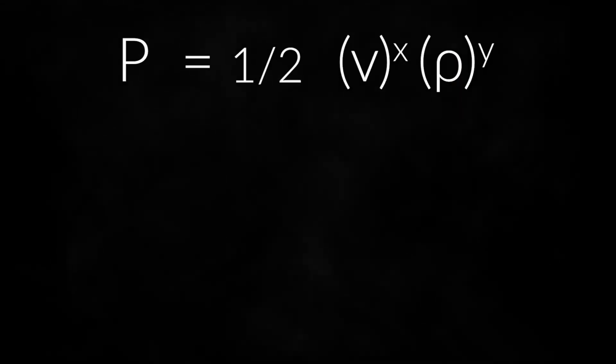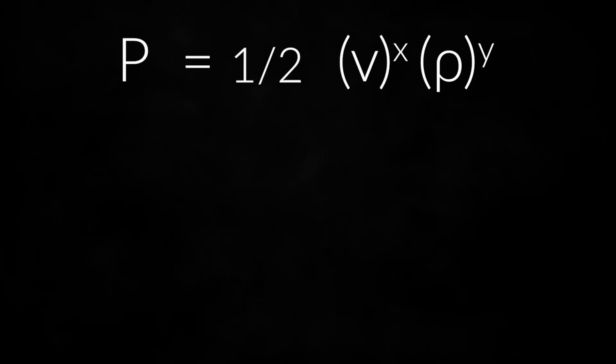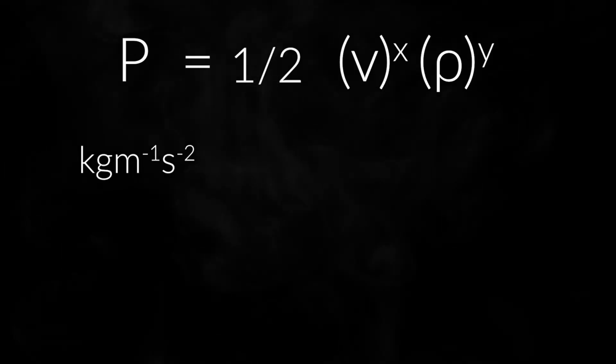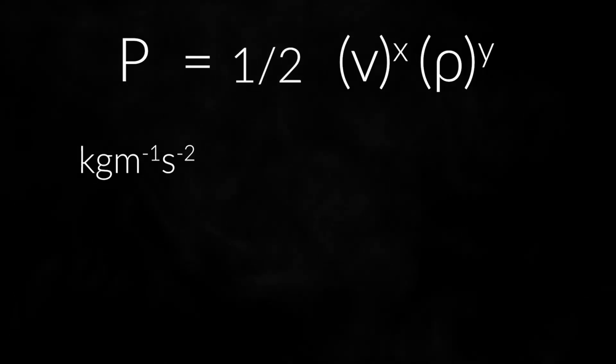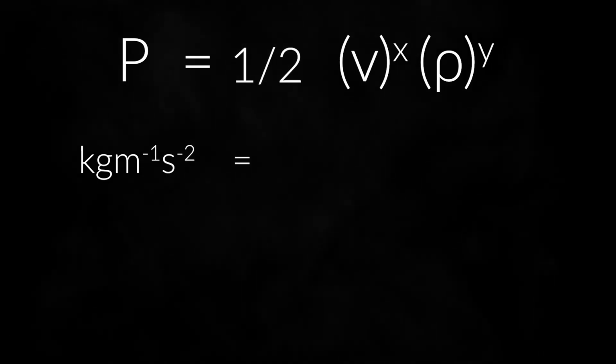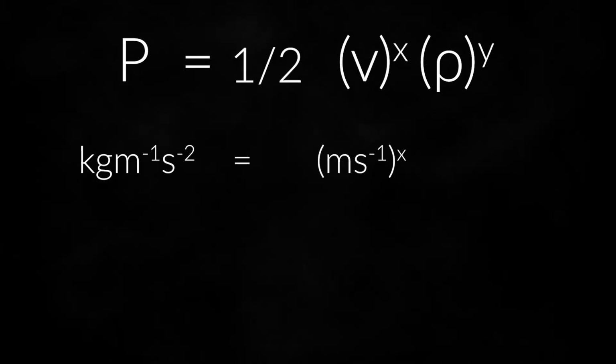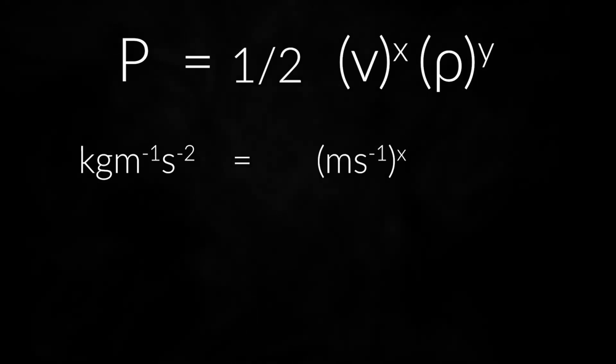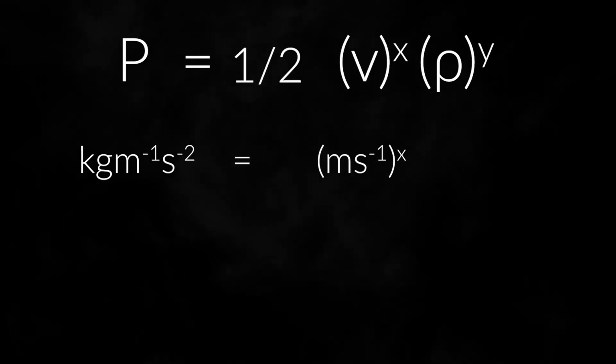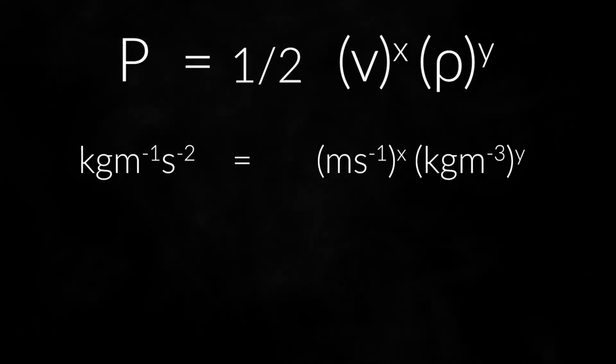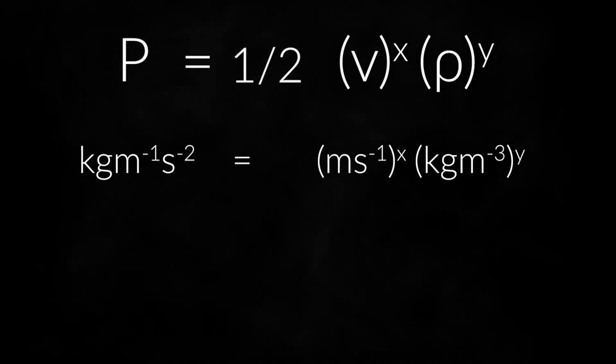I can look at the left hand side and the right hand side. I can compare the units and their powers on the left hand side to the units and powers on the right hand side. Now on the left hand side I have pressure, and the base units for pressure are kilogram per meter per second squared. On the right hand side we've got half, and then we've got the units of velocity, which are meters per second to the power of x, and then we've got density, which is kilogram per meter cubed to the power of y.